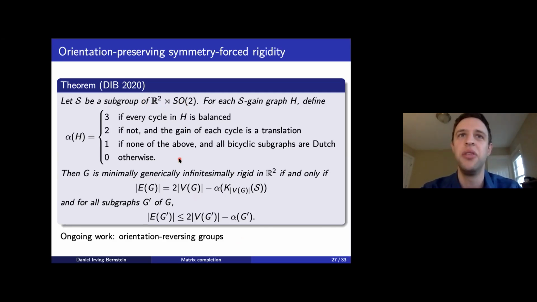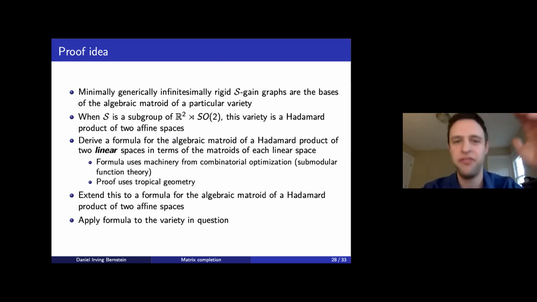And the proof technique is actually very similar to the proof technique that I talked about way early on, proving that generic completion rank less than or equal to 2 is equivalent to this cycle condition on graphs. The proof is basically, in a nutshell, tropicalize and then use some combinatorics to sort of tame everything.